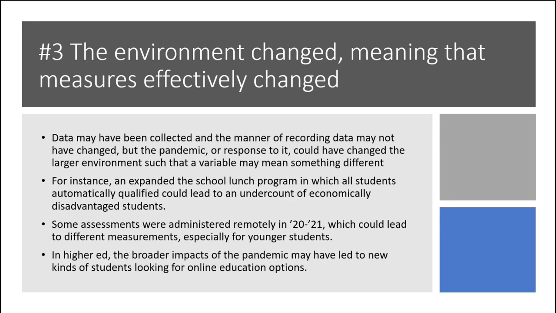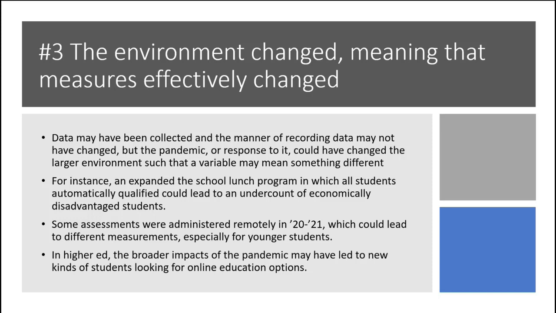Challenge number 3. Because the pandemic impacted people in a whole different set of ways, the environment can change, which means that even though the definition of whatever variable you're using didn't necessarily change, it's going to be different just because the world was different. That's what I mean by the environment. The larger world was different in such a way that the information you can get from the world is different.